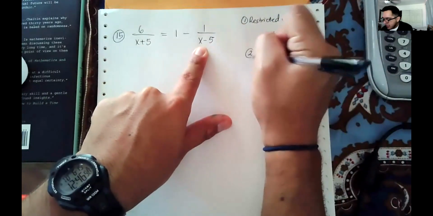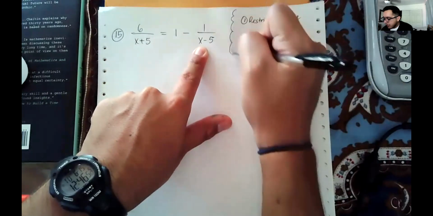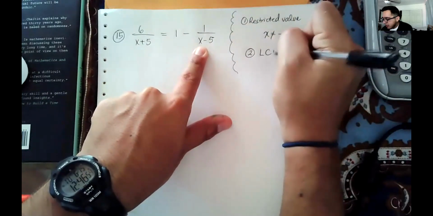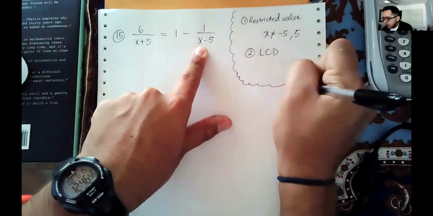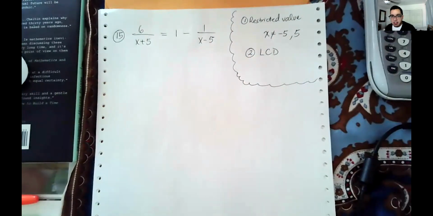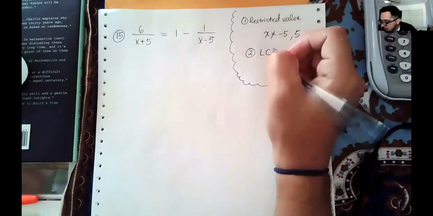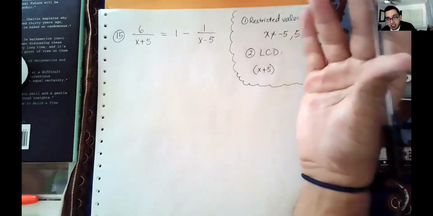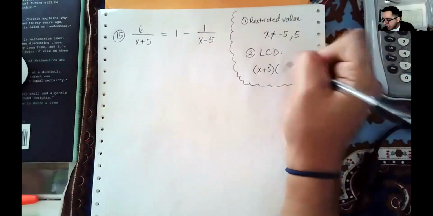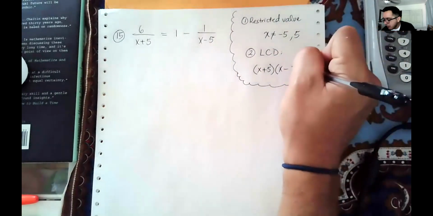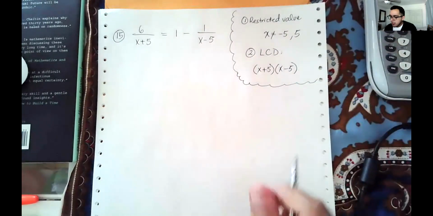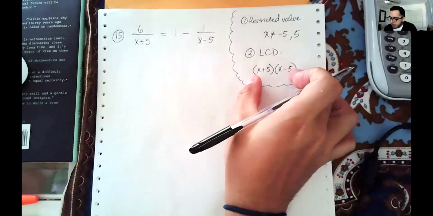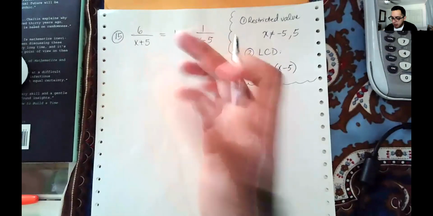And the second thing that we need to find is the least common denominator, which in a problem like this, we can just look at the denominators. We don't have to factorize anything in the denominators. We can just say that we have an x plus 5 that we need to cancel out somehow, and we have an x minus 5 that we need to cancel out somehow. So if we multiply these in, we can go ahead and cancel these denominators.